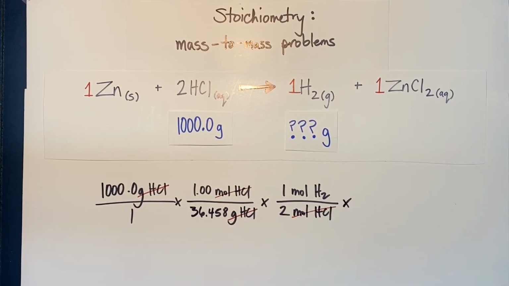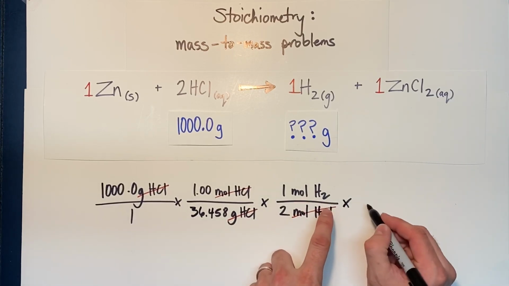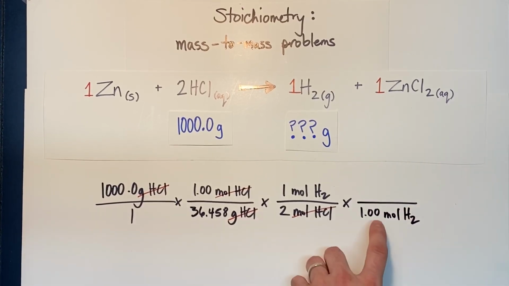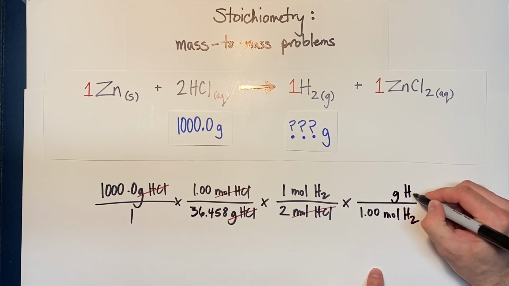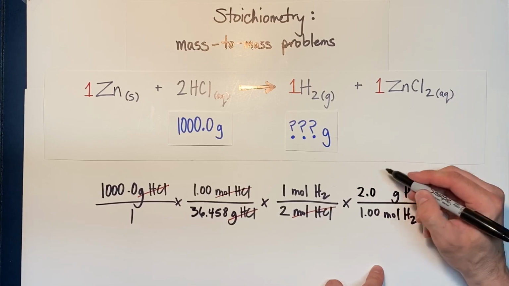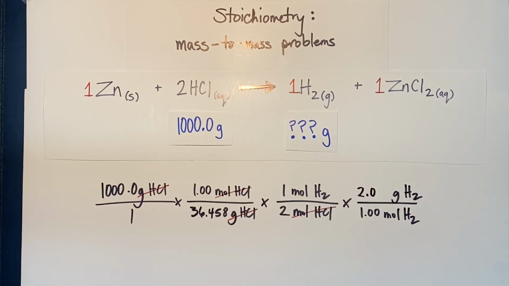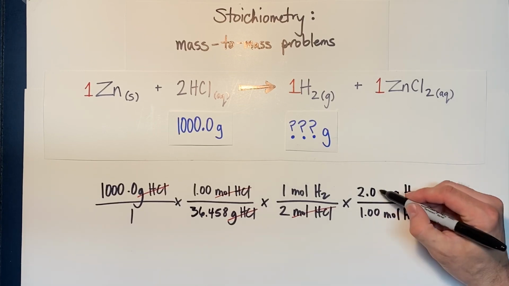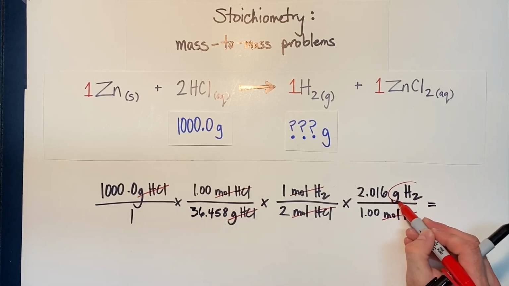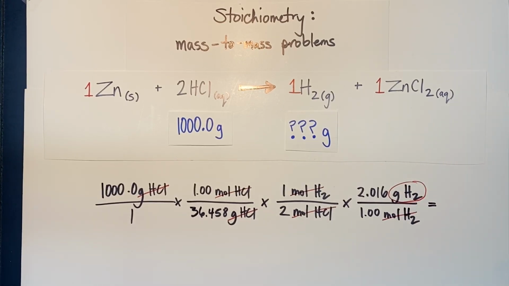So the last step is to convert moles of hydrogen, 1.00 moles of hydrogen, to grams of hydrogen. So I need the molar mass of hydrogen, which is 2.016 grams of hydrogen. We can now cancel out moles of hydrogen, and now that we have the units of measurement we're looking for, we can multiply the top numbers together and divide by the bottom numbers.